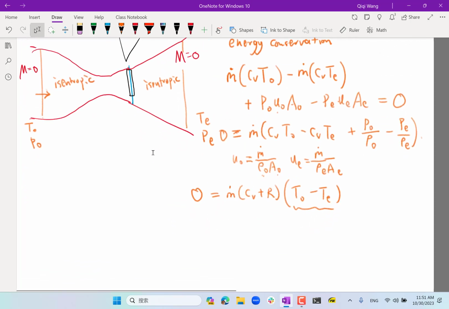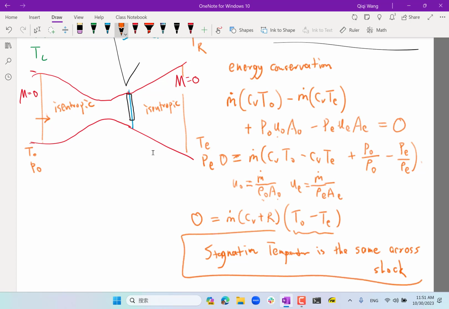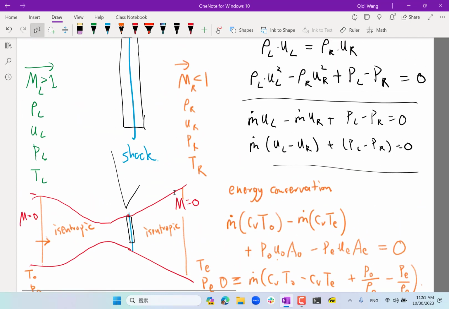So that means stagnation temperature is the same across a shock. All right. So this is probably the simplest statement you can learn for what happens across a shock. Okay, so now the stagnation temperature is constant. That means we can use that to simplify a lot of stuff.